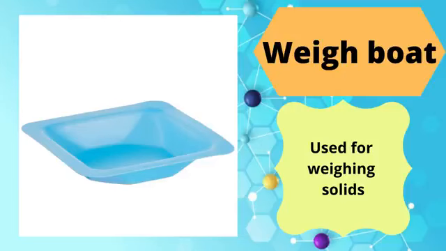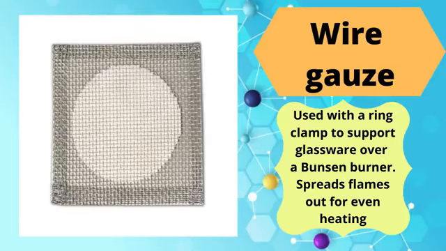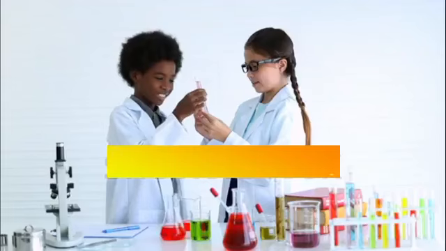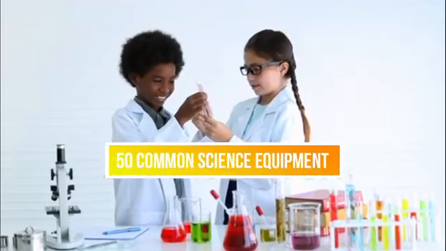Weigh boat, used for weighing solids. Wire gauze, used with a ring clamp to support glassware over a Bunsen burner. It spreads flames out for even heating. And that's it for 50 common science equipment.